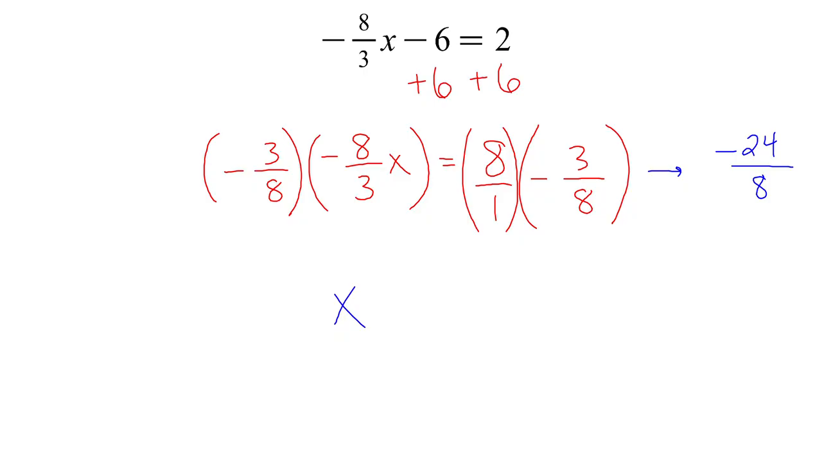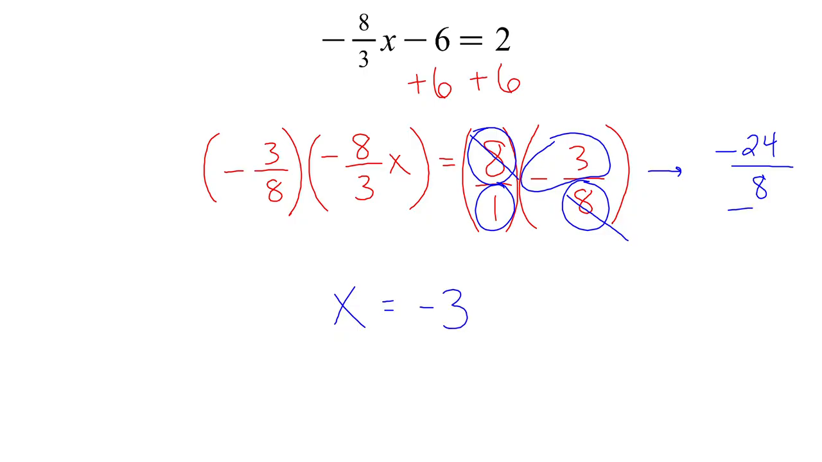Or we could recognize that there is an 8 right here and an 8 right here. One's in the numerator, one's in the denominator. 8 divided by 8 is just 1. I don't have to bother doing that multiplication there. All that's left is a negative 3 up in the numerator here, and a 1 in the denominator. Well, if you divide by 1, that doesn't do anything. So all we're left with is negative 3.